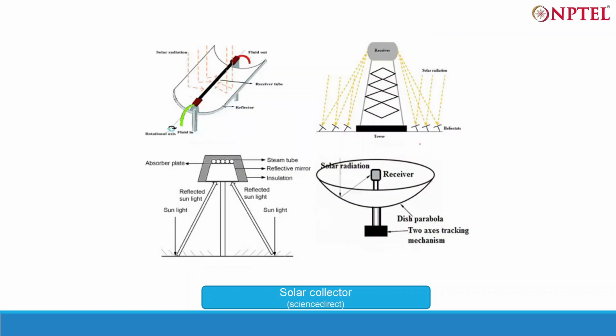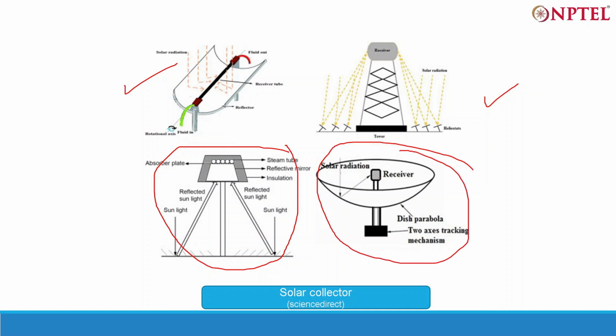Now these are various solar collectors. These are solar trough collectors. This is a heliostat type. This is basically a schematic diagram of it. There are absorber plates, steam tubes, insulation, and the sunlight is focused here. And this is a parabolic dish collector like the solar cooker we saw in the last slide.